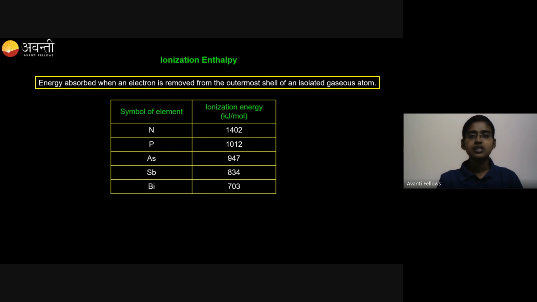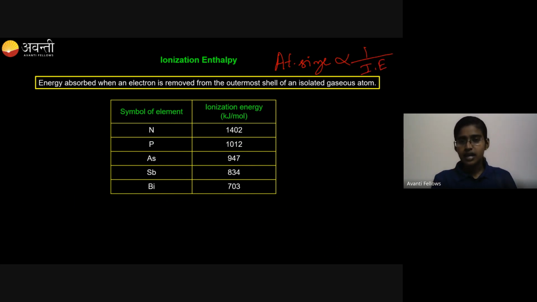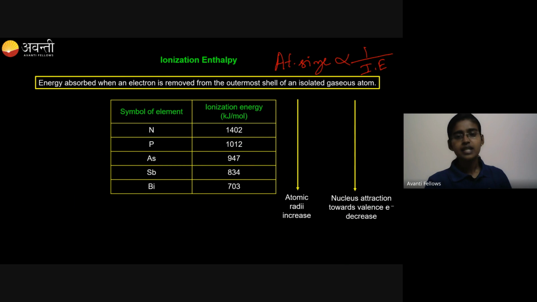Atomic size and ionization energy are inversely proportional to each other. You might have studied this concept last year itself. Since the size increases on moving down the group, ionization energy decreases. Why does it have to decrease on increasing the size? The nucleus attraction towards the valence electron decreases when you move down the group.